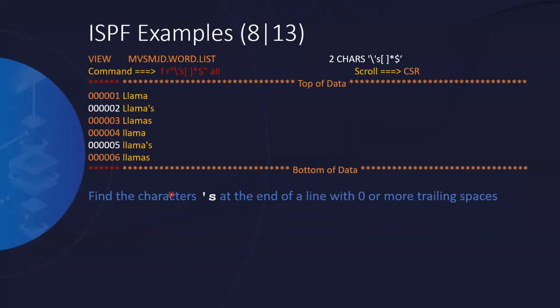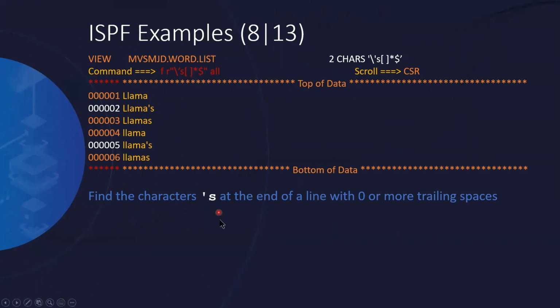So what do we do? I'm looking for the end of a line that's preceded by 0 or more trailing blanks. And now it's found this one and this one. So that's how you get around the dodgy implementation of the end of the line marker here.